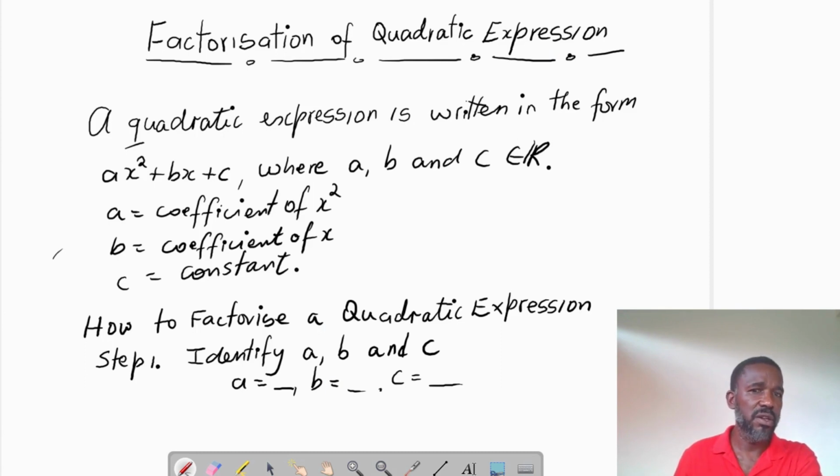Or otherwise called a trinomial. So how do we go about factorizing a quadratic expression? Before we do that, we have to understand what a quadratic expression is.